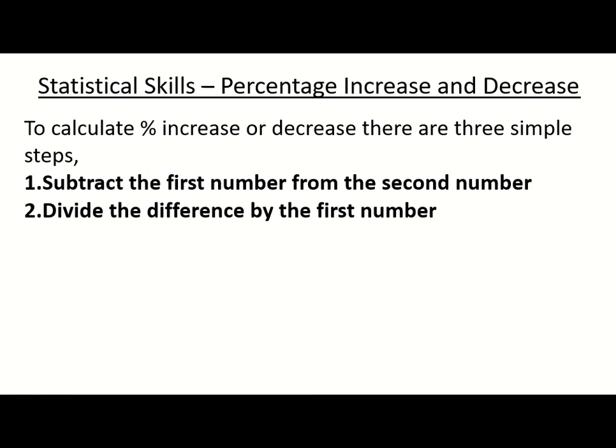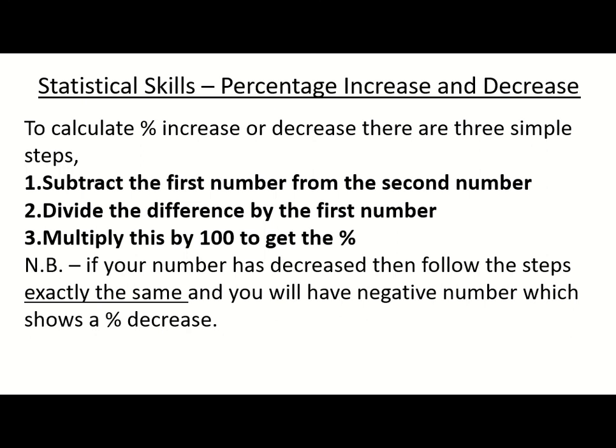Then I divide the difference by the first number again. So I take the first number from the second number, divide the difference by the first number, so whatever is left over, whatever the difference is, divide that. Then I multiply it by 100 to get the percentage. Okay, 3 steps. Take the first number from the second, divide the difference by the first number again, and then multiply by 100.